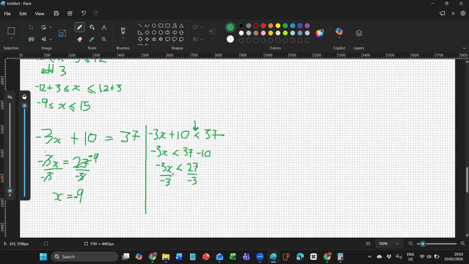Just watch what I'm going to do. I'll cancel these, but when I come to write on the next line, look at what I'm going to do. Instead of less than, the opposite of less than is greater than. Did you get that? So that's rule number 2.